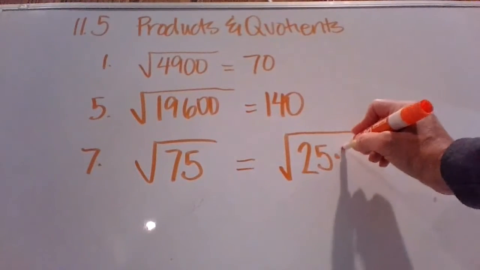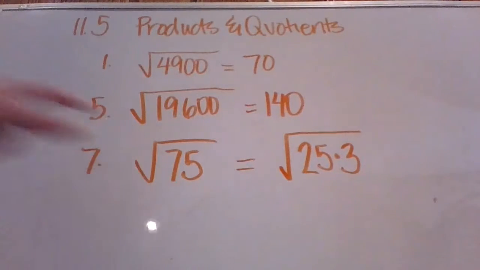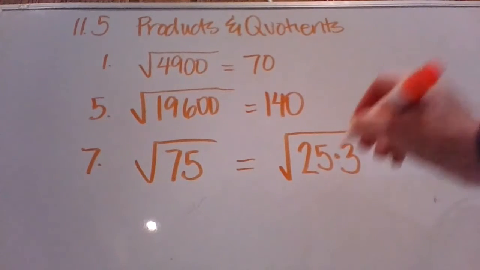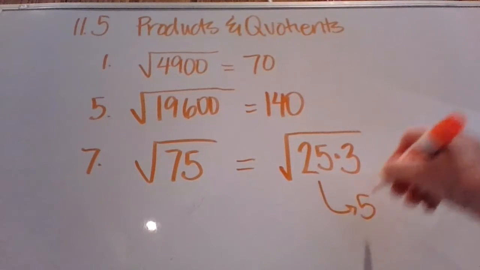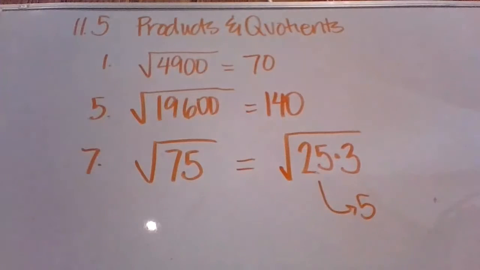25 times 3 equals 75. And 25 is a perfect square. You can punch it in your calculator and see for yourself. So the square root of 25 is 5, right? That's because 5 times 5 is 25.